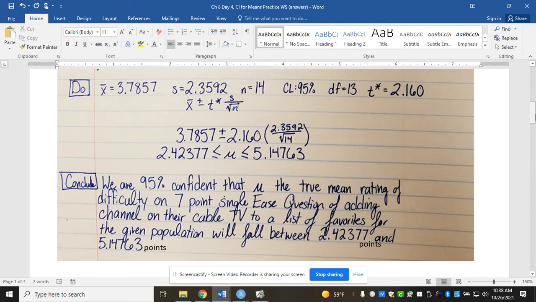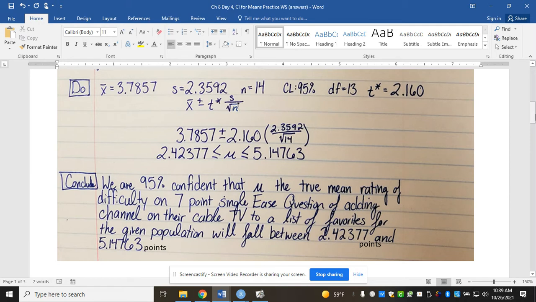How do we get T star? Confidence level and degrees of freedom. So you're on your purple sheet. You're looking at the bottom at 95. You're looking on the right at degrees of freedom of 13. And then you see where those line up, which should be 2.160.